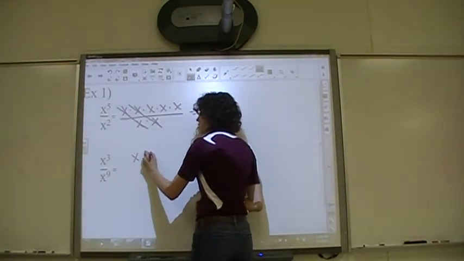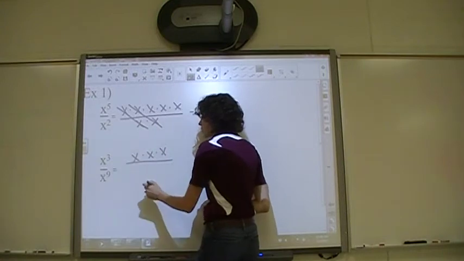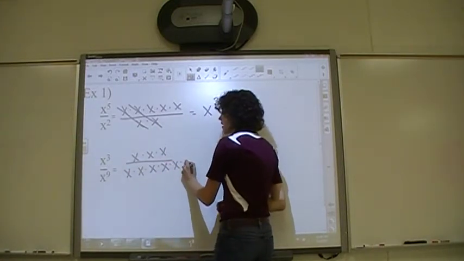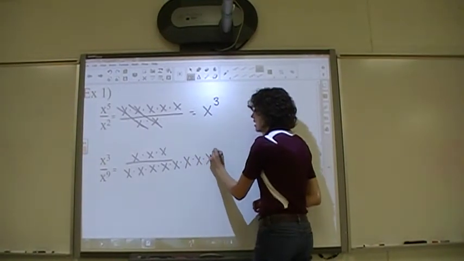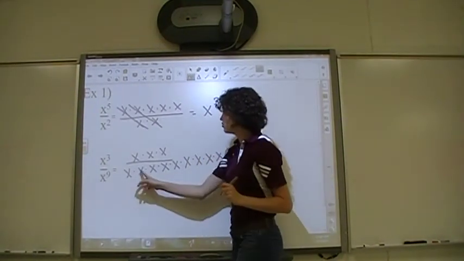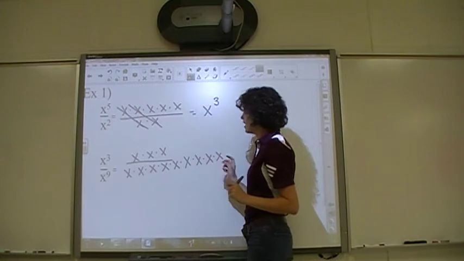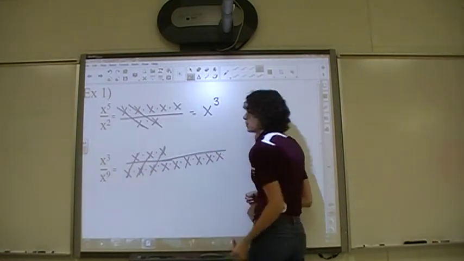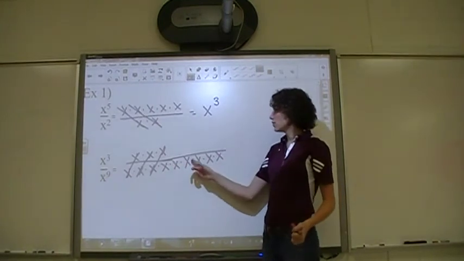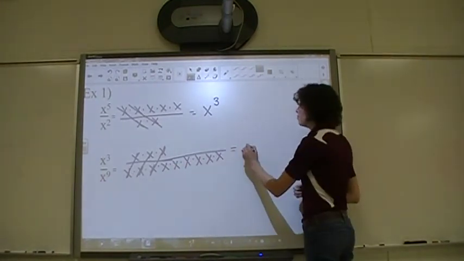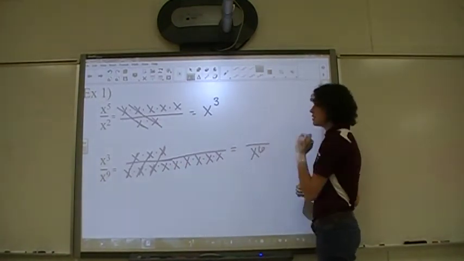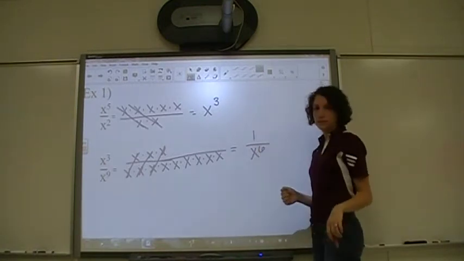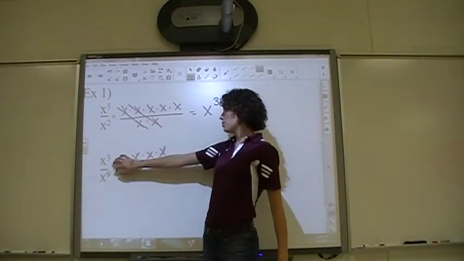We have x cubed, which is 3 x's. Then x to the 9th, 1, 2, 3, 4, 5, 6, 7, 8, 9. So, from there you can cancel out 3. Then we have 1, 2, 3, 4, 5, 6 on the bottom, so x to the 6th on the bottom. You don't have anything on top, so it looks kind of funny. Put a 1 there. So again, you could subtract their exponents.